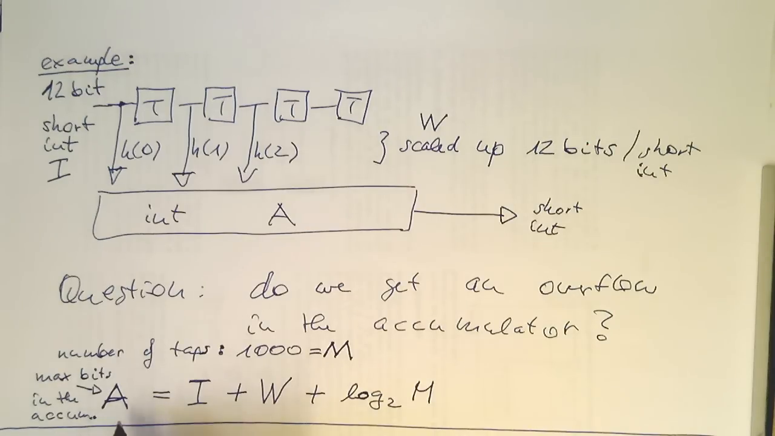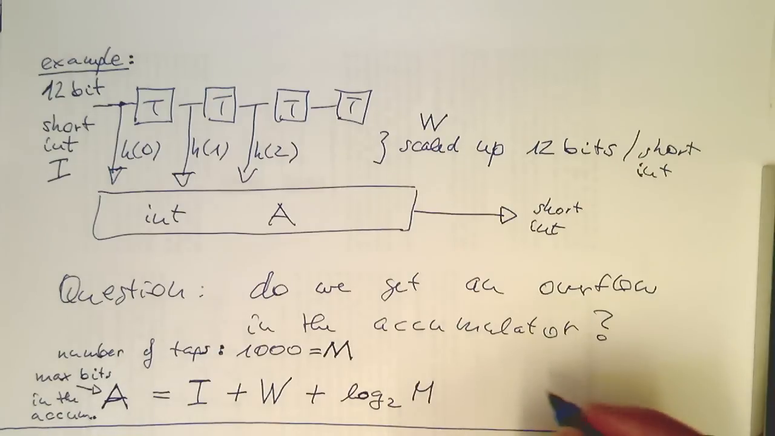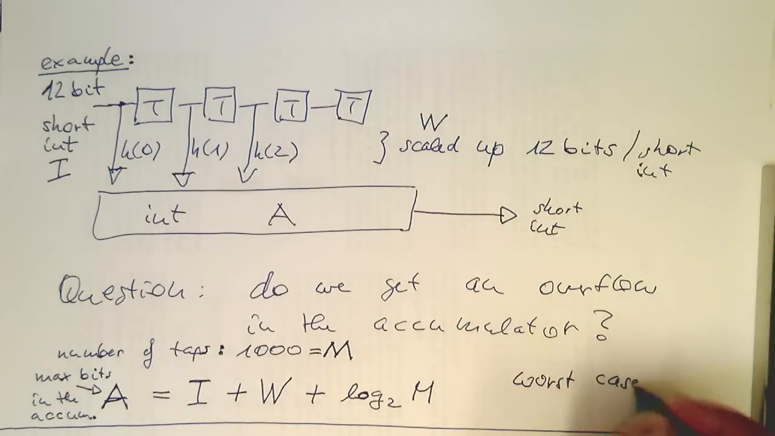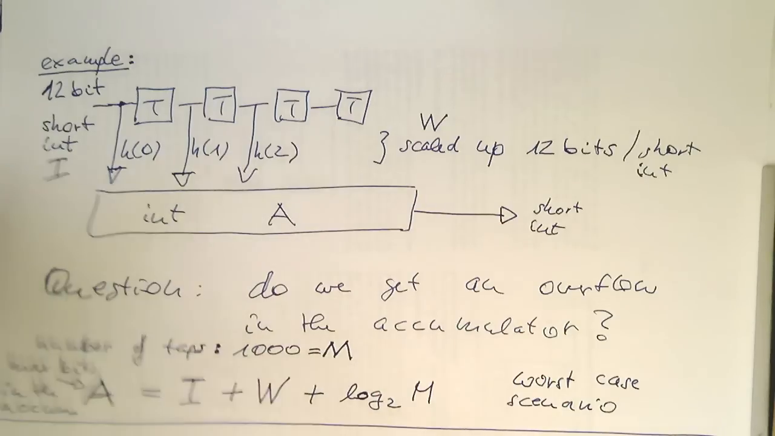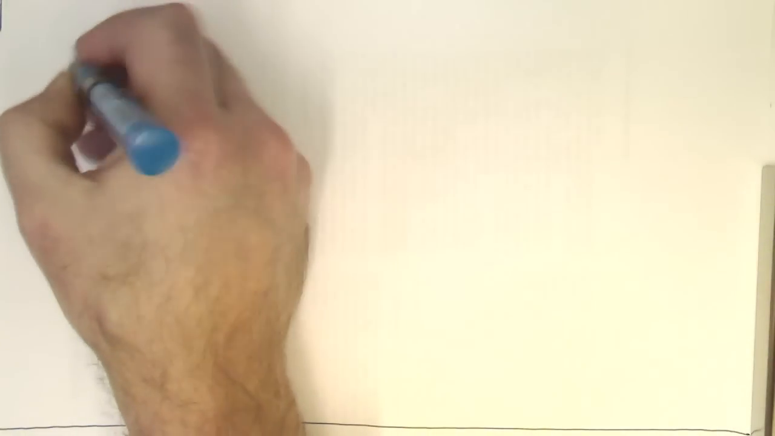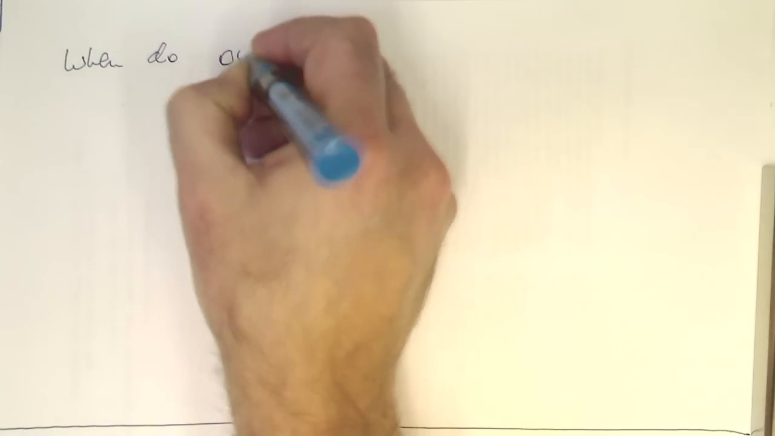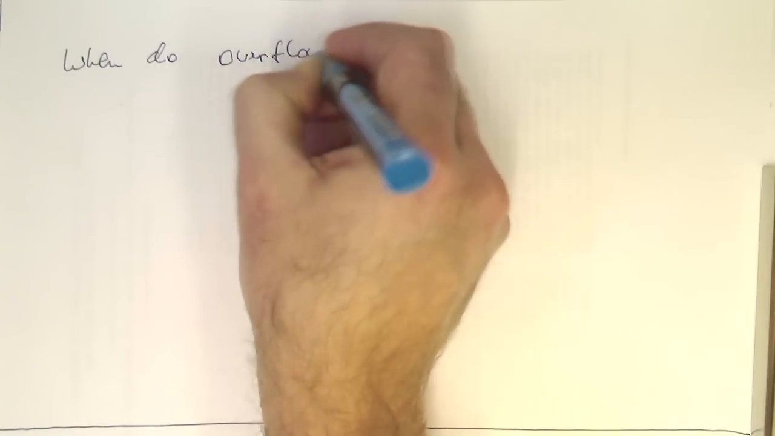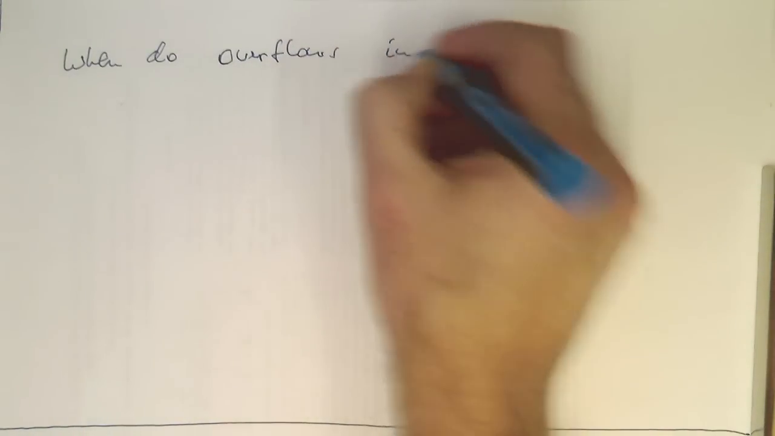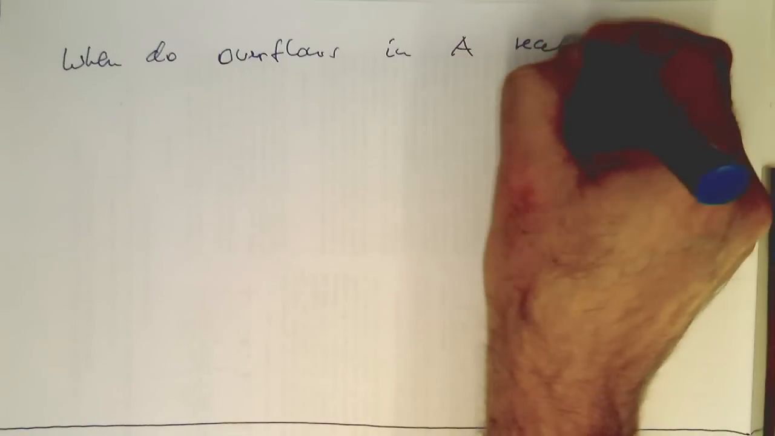The problem is, this is not the full story. This is just the worst case scenario. So why is this a worst case scenario? So the question is, when do overflows in A really happen?